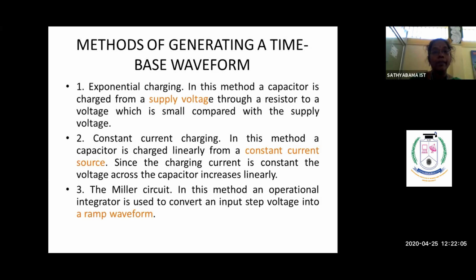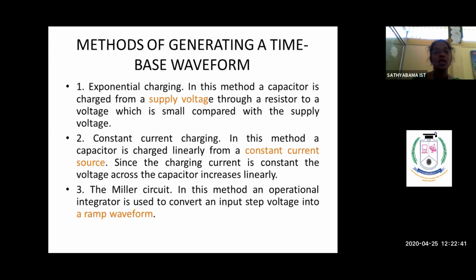So next we have the methods of generating the time-based waveform. What methods are available to generate a time-based waveform? The first method is called exponential charging. How is it possible? The exponential charging of a capacitor is possible only through a supply voltage VCC. In this method, a capacitor is charged from a supply voltage through a resistor to a voltage which is small compared with the supply voltage. As I told you already, the supply voltage VCC is used to charge the capacitor through a resistor.